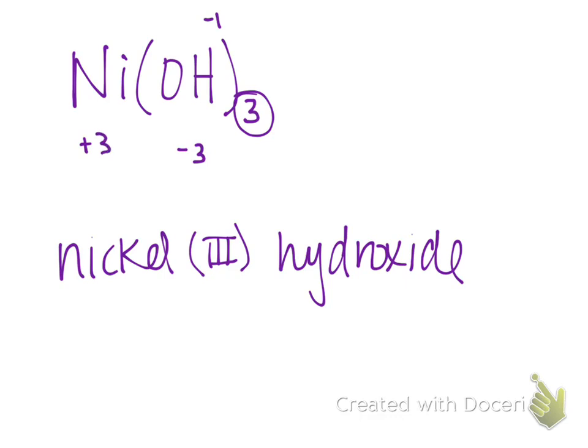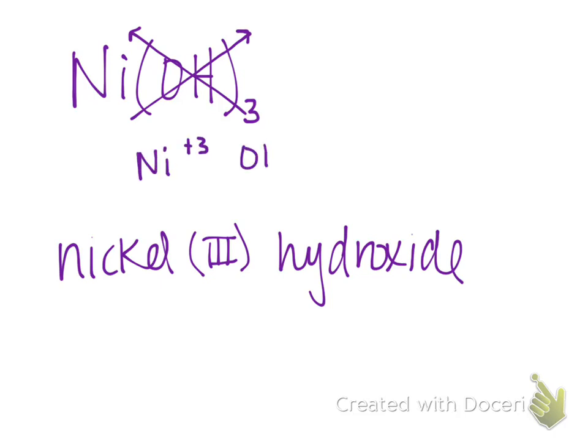You could also work with your reverse system of crossing the charges. You just cross them back up. That would leave us with Ni +3 and OH -1. So if you use that crossing method and that works better for you, you can always reverse that. Sometimes when it's reduced, then those get a little tricky. But if it's not been reduced, then it works well. Questions here? You ready to try some on your own?